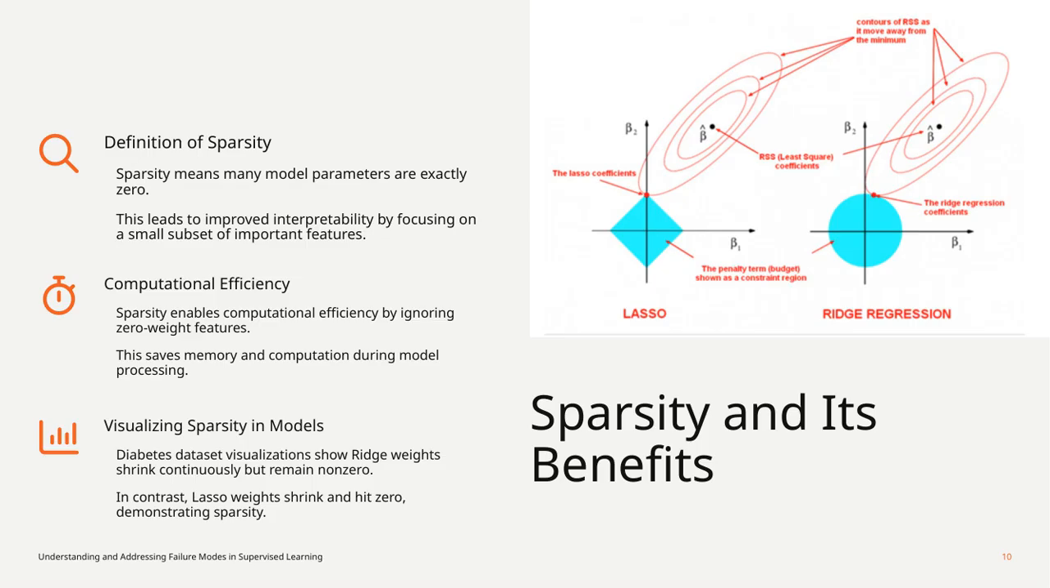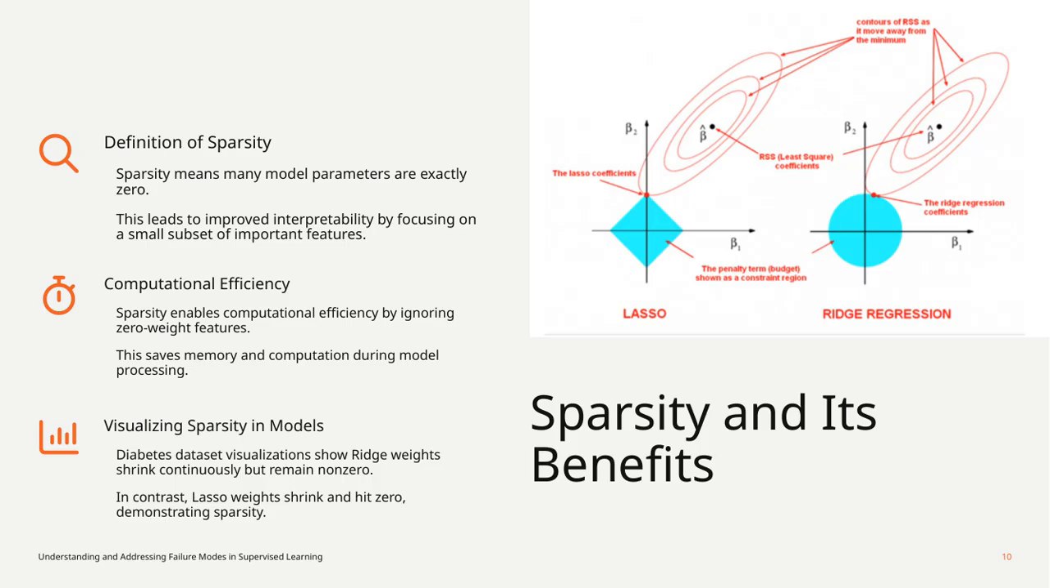Understanding and addressing failure modes in supervised learning is crucial for building robust models. Today, I want to focus on sparsity and its benefits. So, what exactly do we mean by sparsity? Well, sparsity refers to the idea that many of the model's parameters are exactly zero. This might sound simple, but it has some powerful implications. When most parameters are zero, the model is essentially focusing on a small subset of important features, which makes it much easier to interpret. Instead of getting lost in a sea of weights, you can see clearly which features matter most.